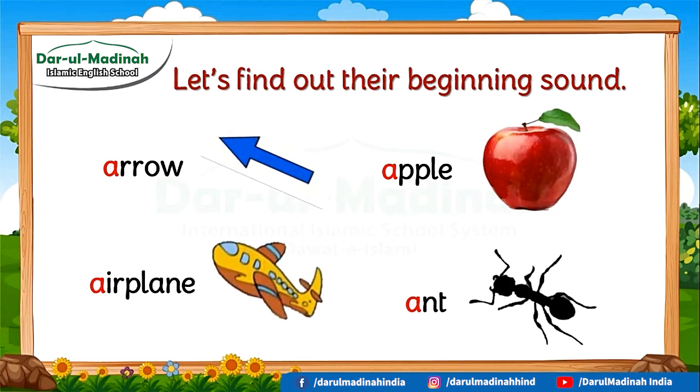Dear students, now let's find out their beginning sound. Repeat after me. A arrow. A apple. A airplane. A ant. Very nice. Dear students, all these words start with the same sound and the sound is A.